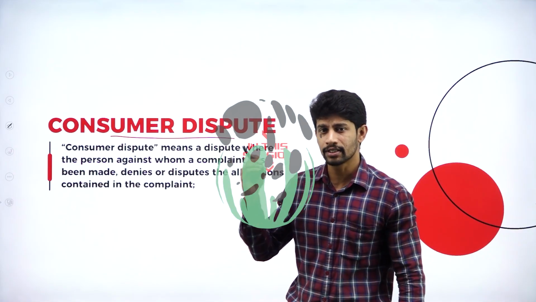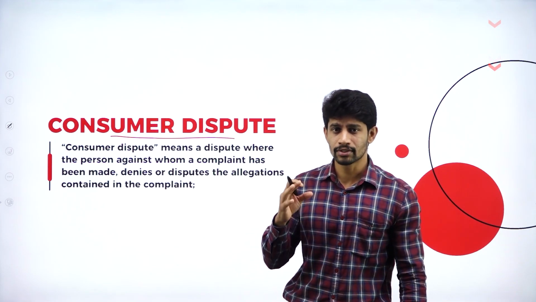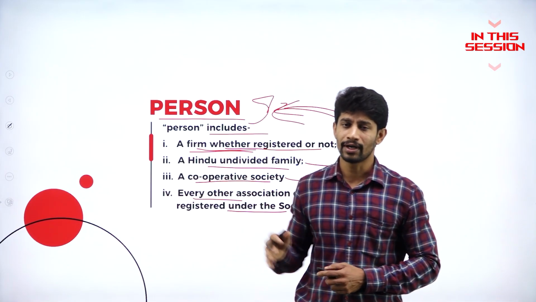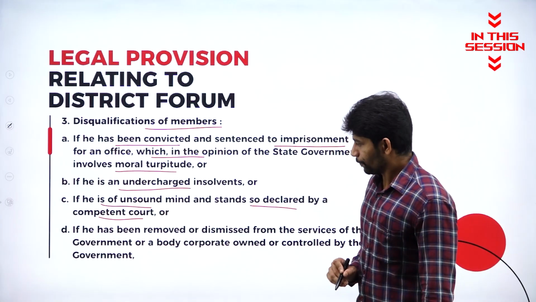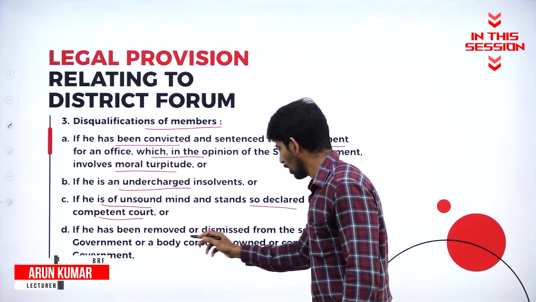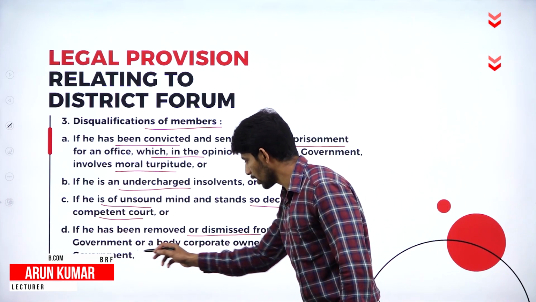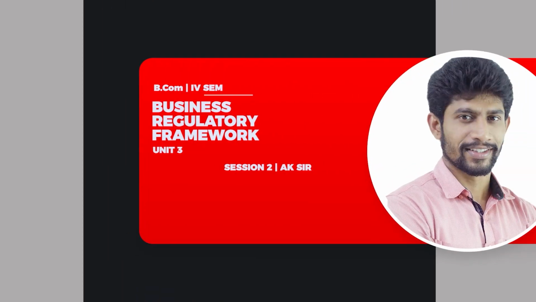The person who purchases and consumes the product or the services is called a consumer. If a group of people are associated together for some cause, then those people are also called a person according to the Consumer Act 1986. If he has been removed or dismissed from the services of the government or a body corporate owned or controlled by the government.